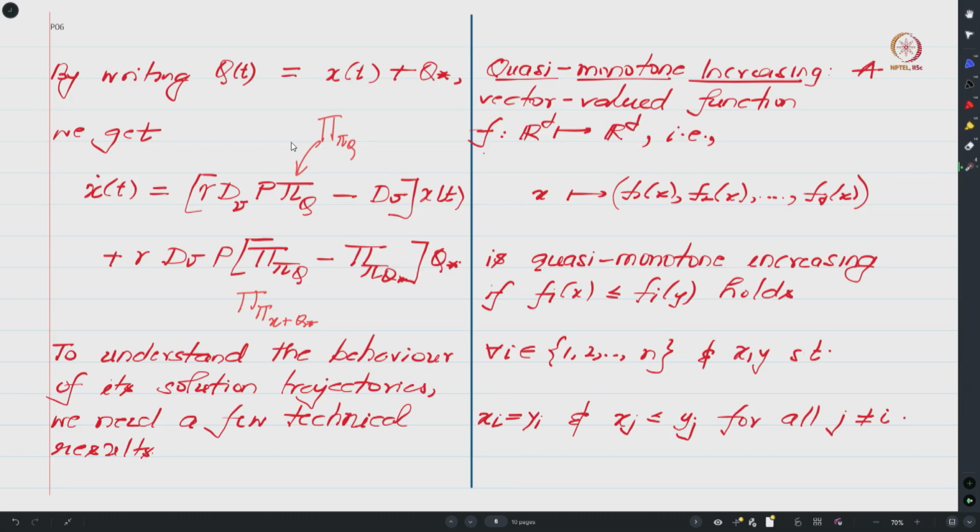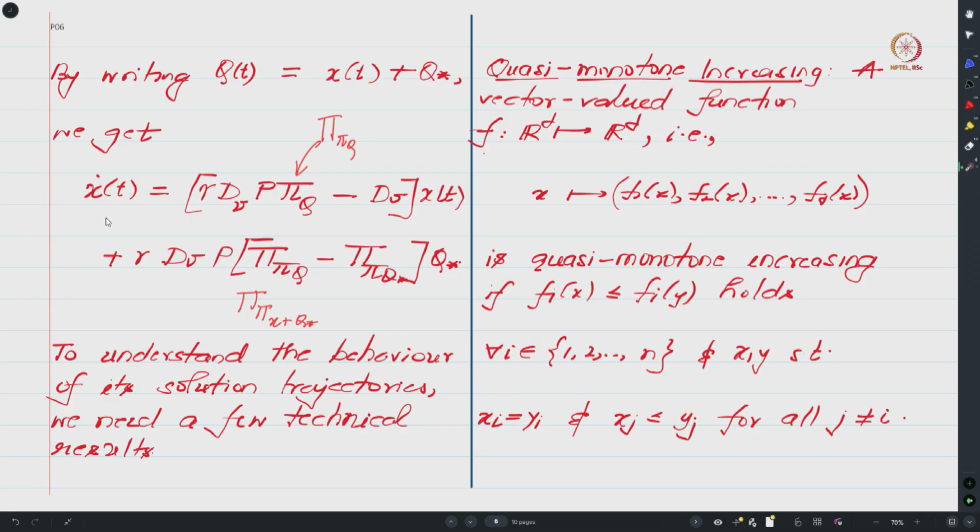So let me just recall why we have done it in this fashion. We want to invoke the switch systems theory, and in order to do that, we want to somehow come up with a system for which the origin is the equilibrium point. In order to do that, we subtracted this q star from q of t, and we have written down an ODE corresponding to q of t minus q star. So this is the ODE that we have ended up with, and we want to now understand the behavior of such a limiting ODE.